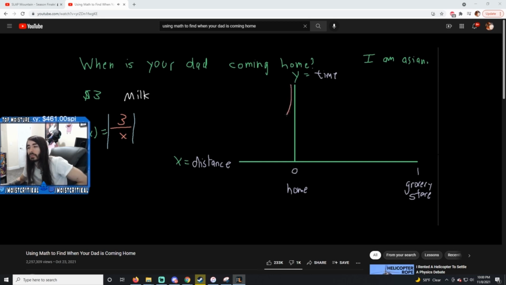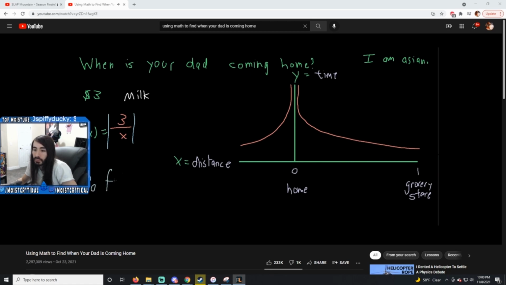If we graph that out, the function looks something like this. Looks like the Atari logo. In order to find out, we must take the limit as x goes to 0 of the function f of x. Basically, as the x value approaches 0, what value does the y value approach? As you can see on our graph, the y value, or time it takes until your dad gets home, approaches infinity.